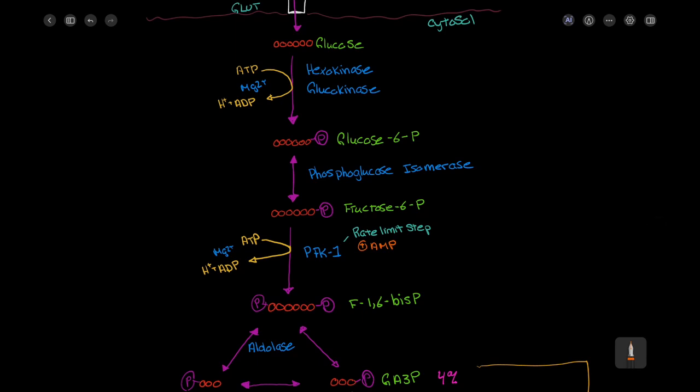PFK1 has a site other than the active site where both ATP and AMP can bind. If ATP binds to this site, it will inhibit the enzyme. But if AMP is able to bind here first, it won't inhibit the enzyme, but it will also prevent ATP from binding to it. It's also going to be activated by fructose 2,6-bisphosphate, but only in the liver.